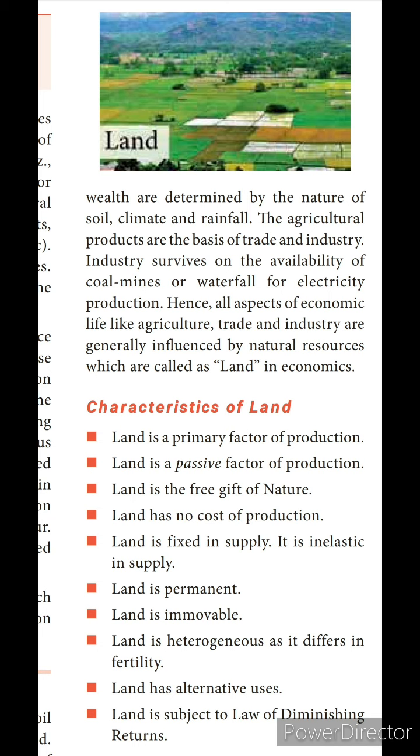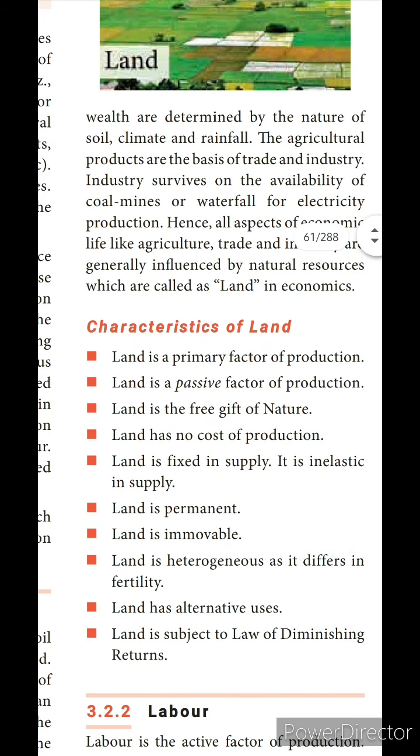What are the characteristics of land? Land is a primary factor of production. Land is a passive factor of production. It is a free gift of nature. There is no cost of production. Land has no cost of production. Land is fixed in supply, it is inelastic in supply. Land is permanent. It is immovable. We can't move the land.